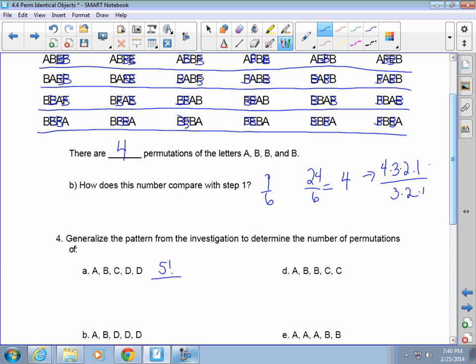And then on the bottom, since this was the same as 4 factorial, and this is the same as 3 factorial, that 3 factorial relates to how many repeated letters we have, or how many times that letter repeats. So in this one, our A was once, our B was once, our C was once, but our D repeated twice. So that would equal 60.